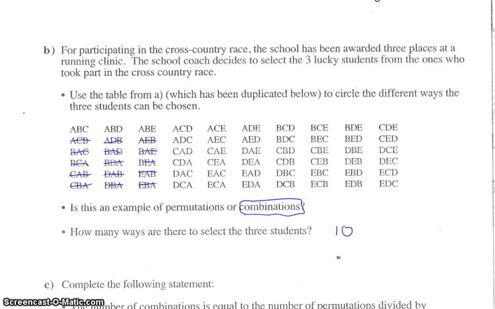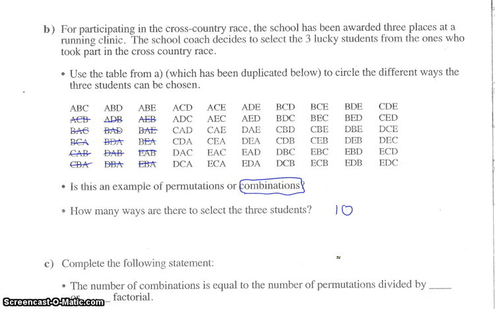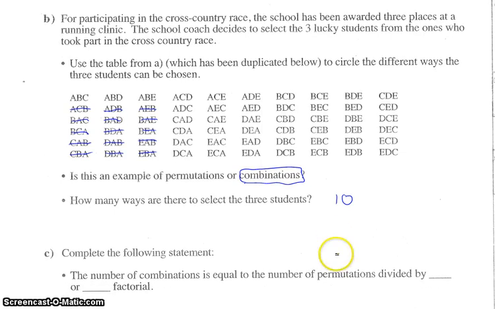So complete the following statement. The number of combinations is equal to the number of permutations, which we had as 60, divided by, well, we would have had to divide by 6 to get down to 10, right? Now 6, as you know, is the same thing as 3 factorial. So why was 3 factorial showing up?